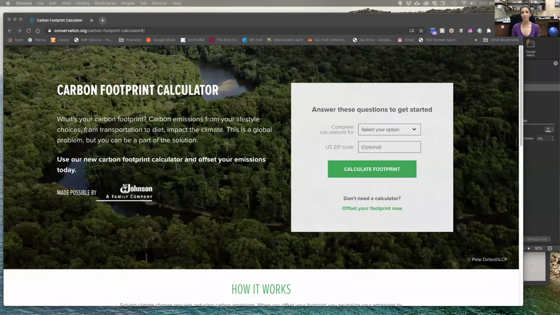For your participation grade this week, please go to this website, conservation.org/carbon-footprint-calculator. The link will be in the PowerPoint for you, but calculate your carbon footprint and take a screenshot and upload that as the assignment for week 14.